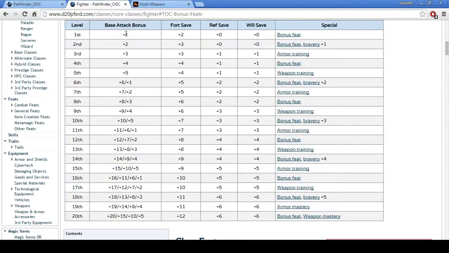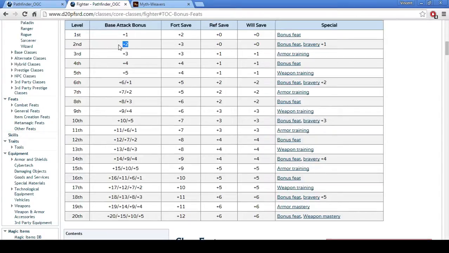So at first level you have a base attack bonus of 1, and you have a fort save of 2, and this is 0, and this is 0. And then at 2nd level, your base attack bonus is 2. That replaces the base attack bonus you get from here. This does not add up to 3. No, at 2nd level, you have 2 base attack bonus.